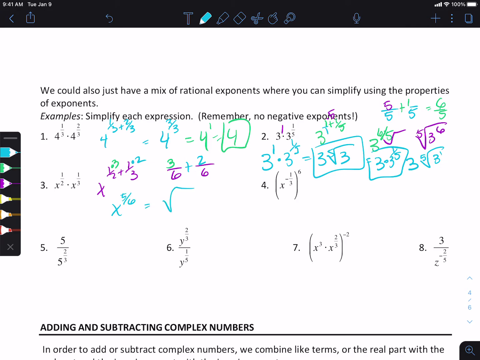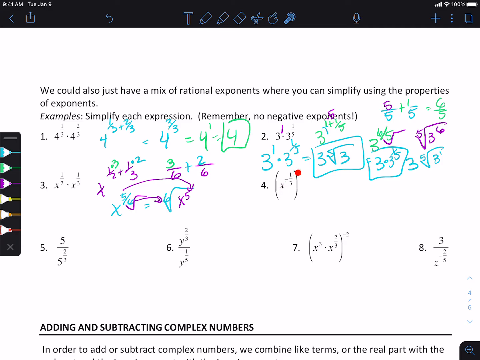Or I could write this as the 6th root, remember, because this gives us our root, where you tip it over and the 6 goes here and then the 5 goes here. The 6th root of x to the 5th. I don't have 6 of them to come out, so I just leave it as that.